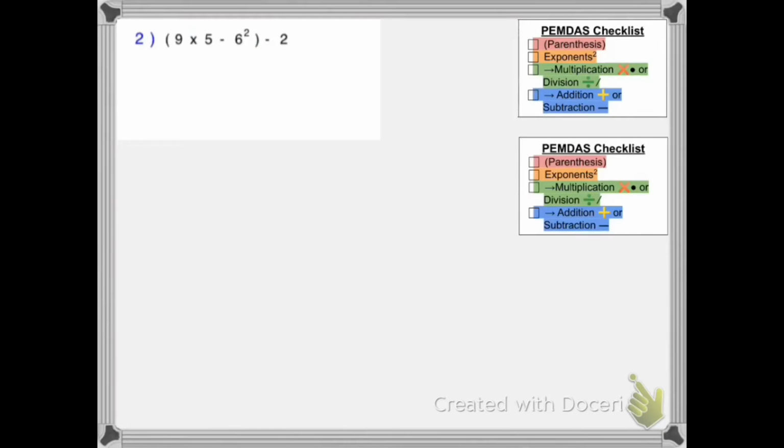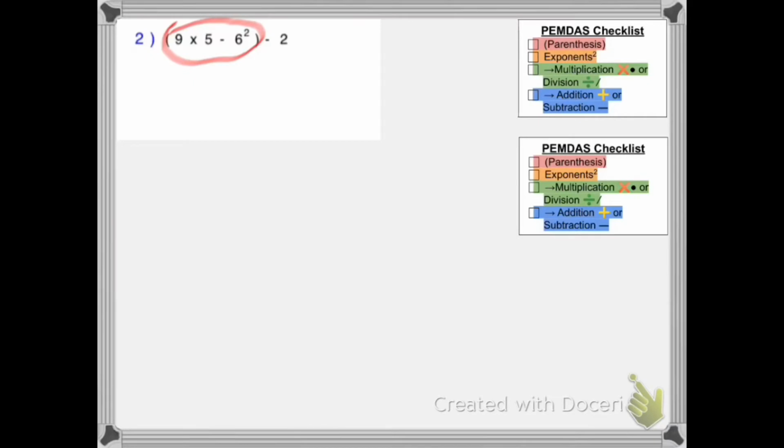Okay, so here's question number 2. And question number 2 brings up something that we haven't talked about yet. When you have parentheses, like what we have here, and you have a lot of stuff going on inside the parentheses, we still have to follow the order of operations even inside the parentheses. So you might find that you have to use 2 different checklists for the same problem.